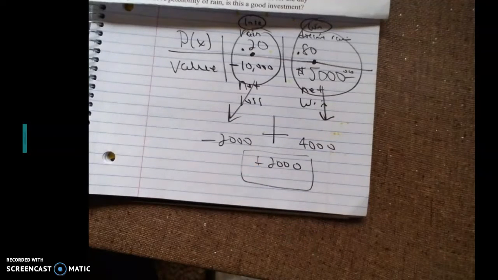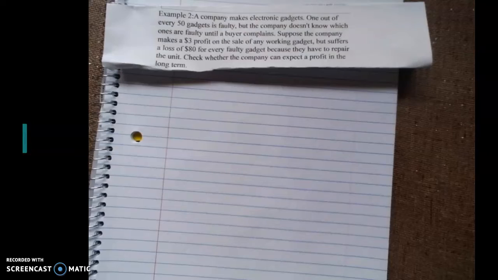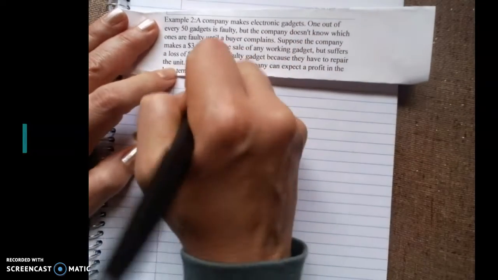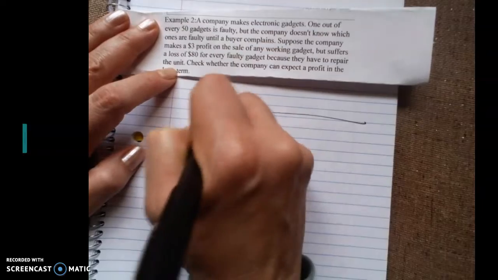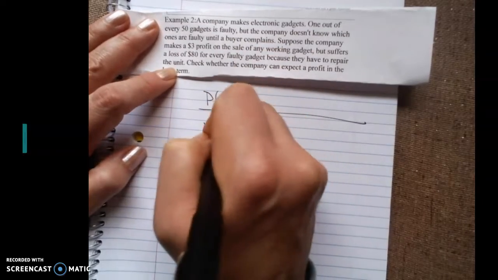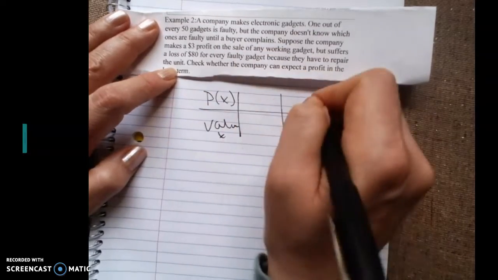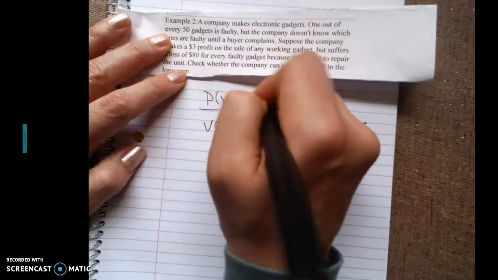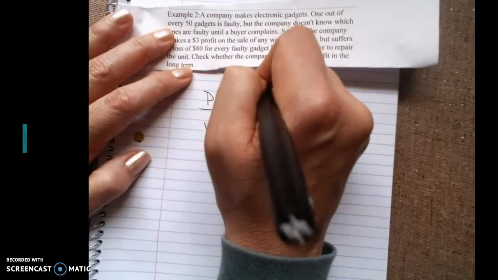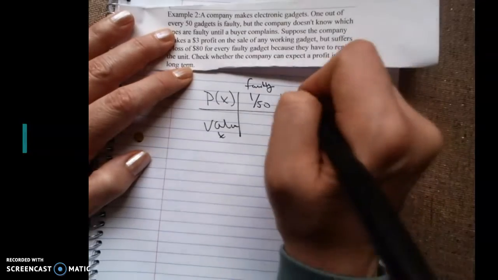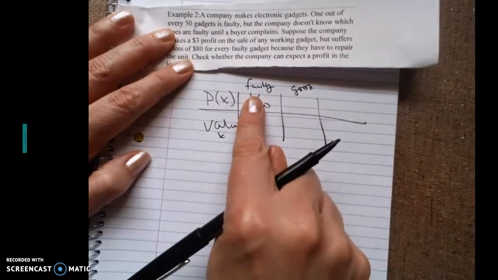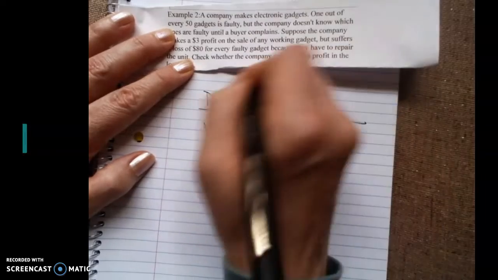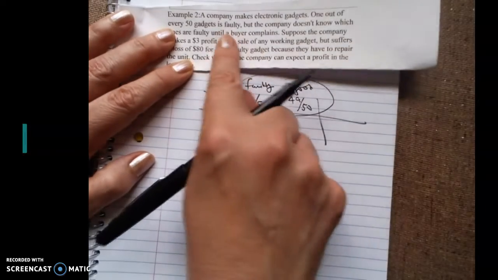All right, I'm going to pause. I'm going to put a new problem up. Okay, this one's a little more straightforward, I think, than the last one. So we're trying to find the expected value. So I'm going to do probability and value. And value's your X. Let's see, what do I know here? 1 out of every 50 is bad. Okay, so 1 out of 50 is faulty. And the only other option is that it's good, right? You either have faulty equipment or good. So this would be the rest of the 100%. So again, these have to add up to 100%.